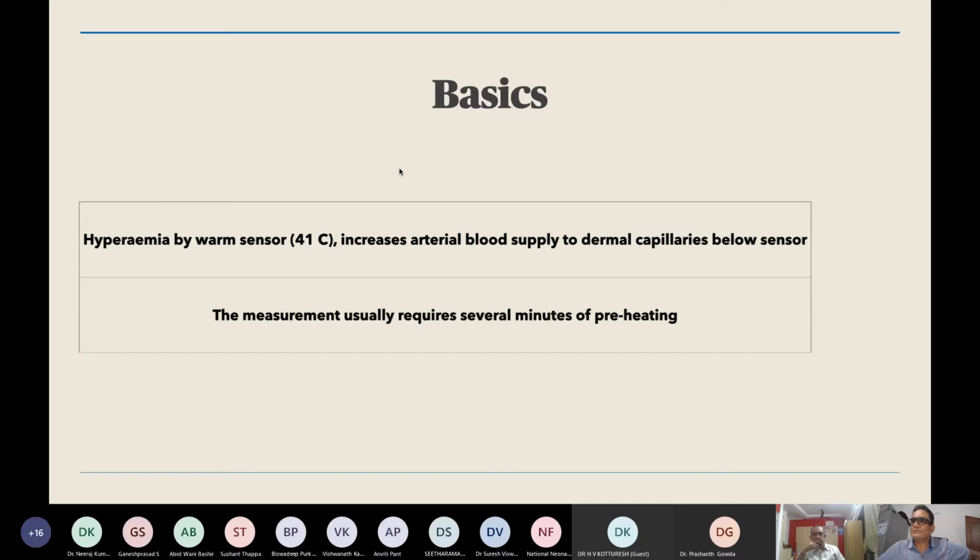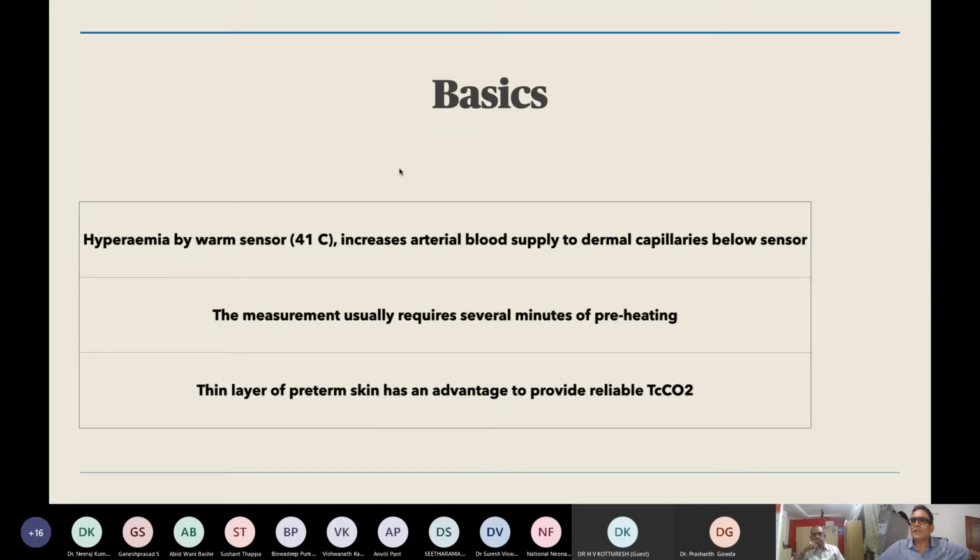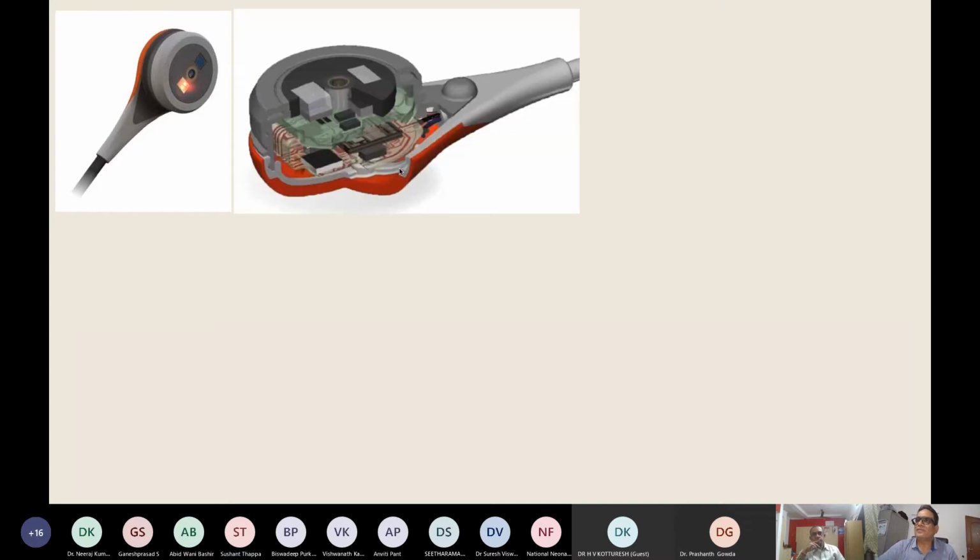And the only disadvantage is the measurement usually requires several minutes to warm the skin. And the thin layer of preterm skin has an advantage to provide reliable transcutaneous CO2. So this is how the sensor looks, and this is the dissection of the sensor. And the component that we use in the sensor is the Severinghaus CO2 sensor, which is the gold standard.